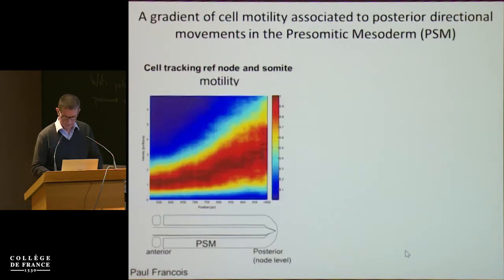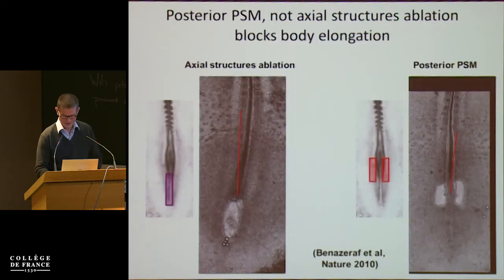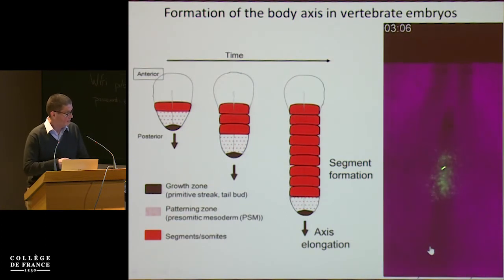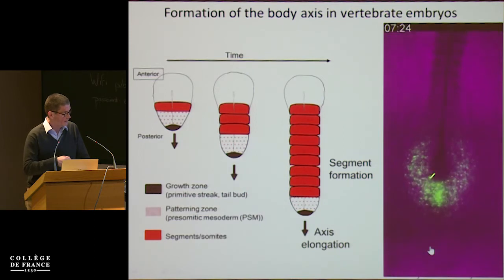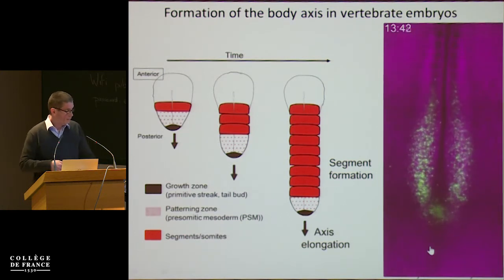Okay, just want to show you this again. So you see here these cells, and so there is a progressive addition of cells that essentially is going to give rise to progressively the more posterior structures.